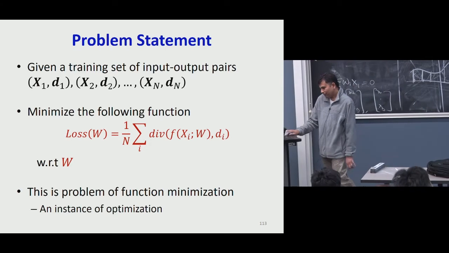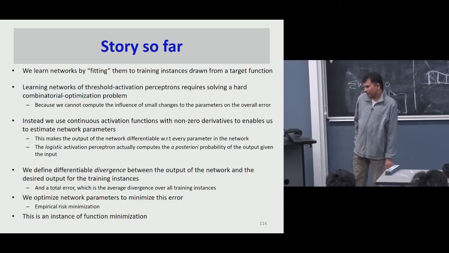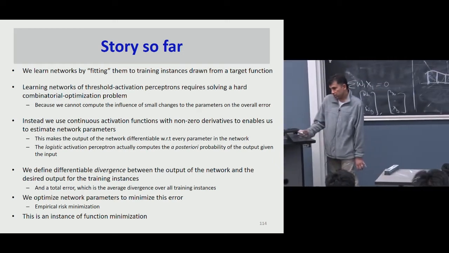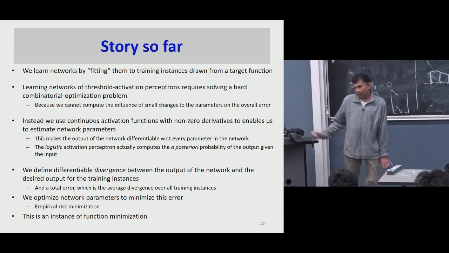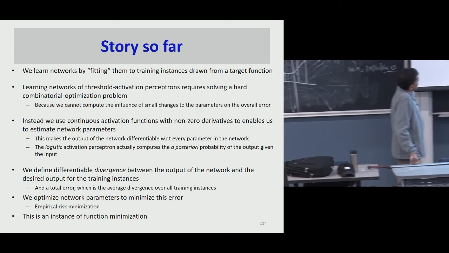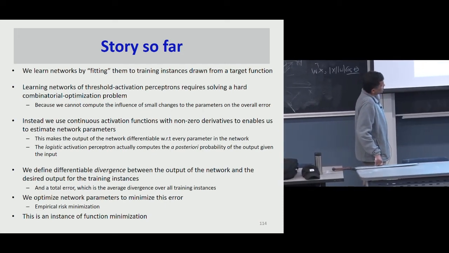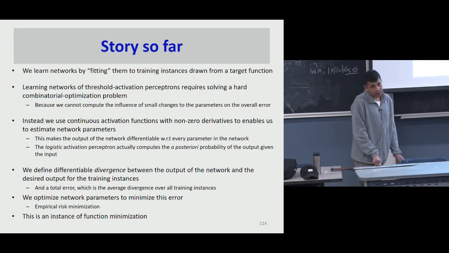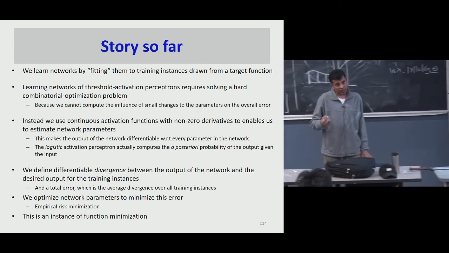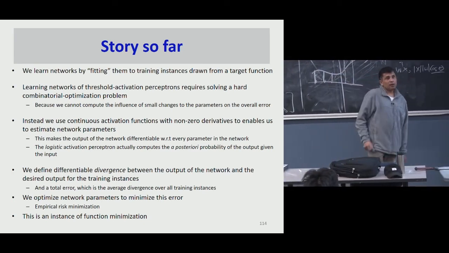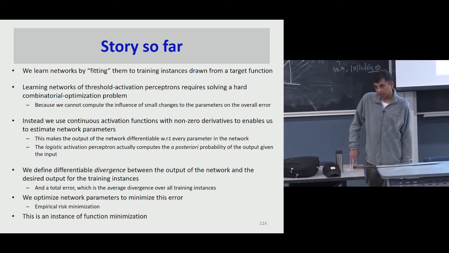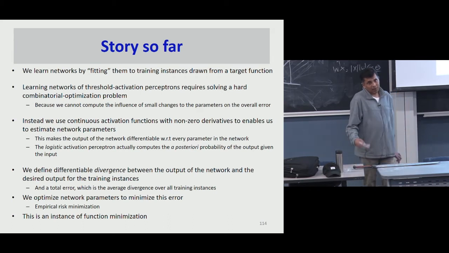So the story so far: we learn networks by fitting them to training instances drawn from a target function. Learning networks with threshold activations requires solving a hard combinatorial optimization problem. So instead, we use continuous activation functions with non-zero derivatives to enable us to estimate network parameters. And we define a differentiable divergence function. Again, the divergence function computes the error between the actual output of the network and the output that you want, and that must be differentiable, because if it's not differentiable, again, everything is lost.